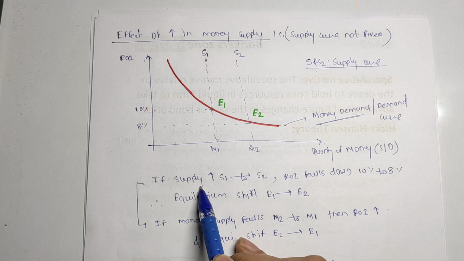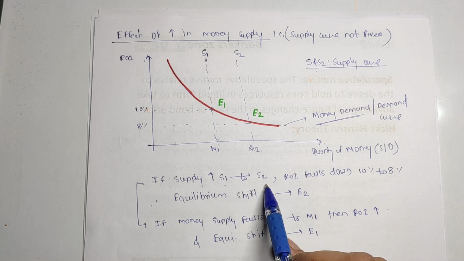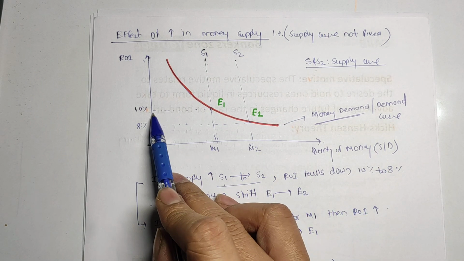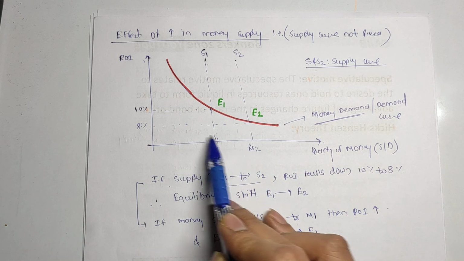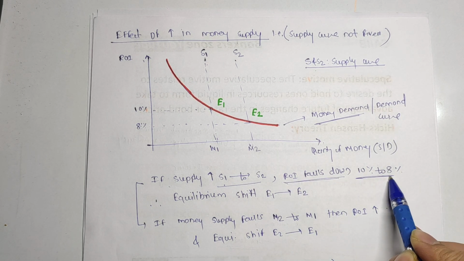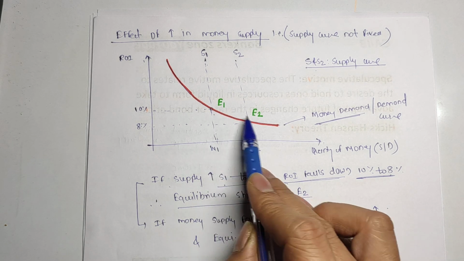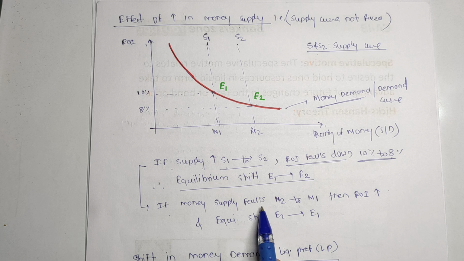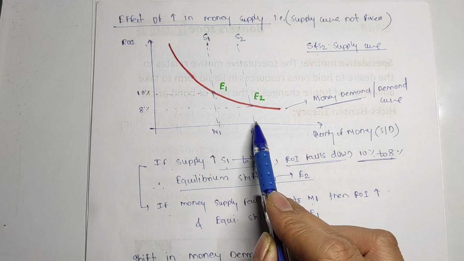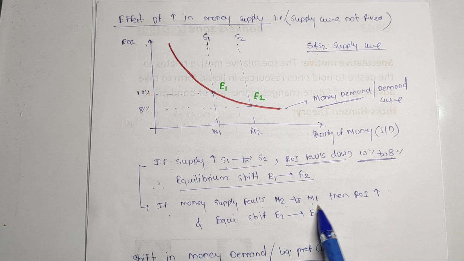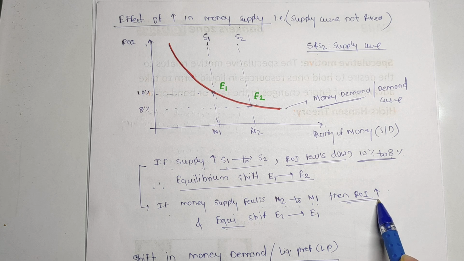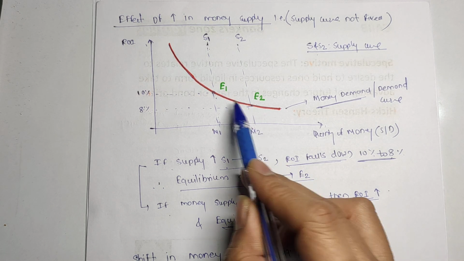Remember friends, if the supply is increased from S1 to S2, what happens? Previously there was a rate of interest of 10%, then the rate of interest will go to 8%. You can observe here, that means the rate of interest will fall from 10% to 8%, and equilibrium will shift from E1 to E2. And similarly, if the money supply falls from M2 to M1, then the rate of interest will increase from 8 to 10%, and equilibrium again shifts from E2 to E1.